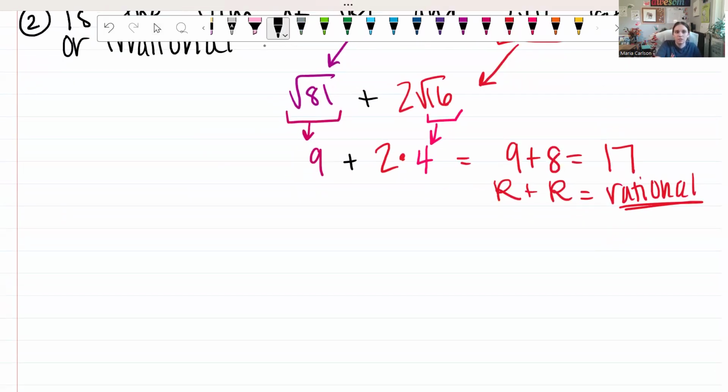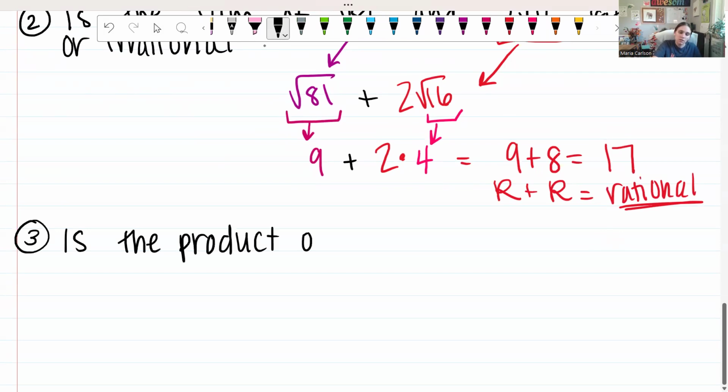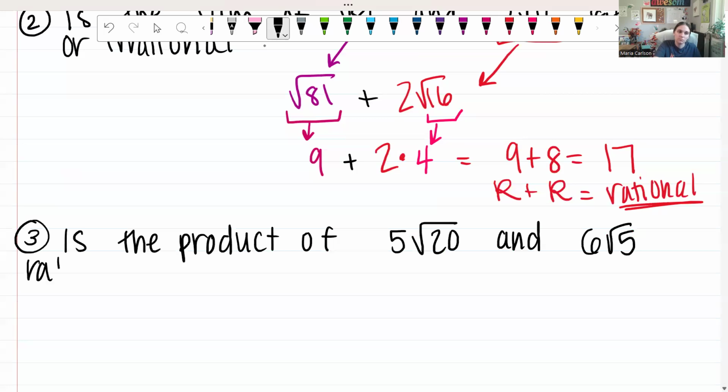or the sum. Number 3 is the product of 5 square root 20 and 6 square root 5? Rational or irrational?